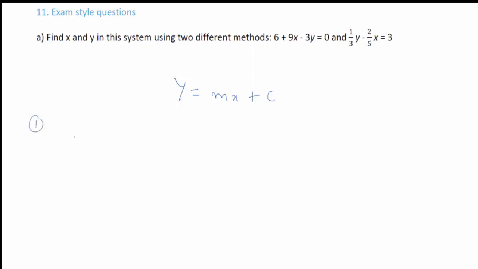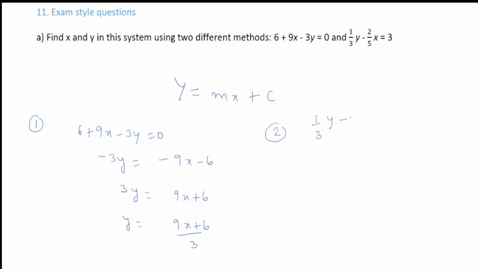So equation 1 is 6 plus 9x minus 3y equals 0. You can rewrite that as minus 3y equals minus 9x minus 6. Divide by minus throughout, so it becomes 3y equals 9x plus 6, or y equals (9x plus 6) divided by 3. So that's equation 1 as a function of x, keeping y on the left hand side. The second equation is 1 upon 3y minus 2 upon 5x equals 3.